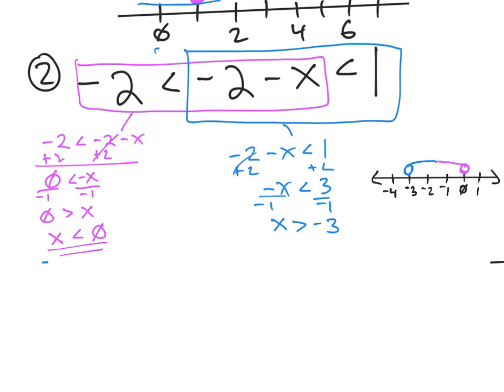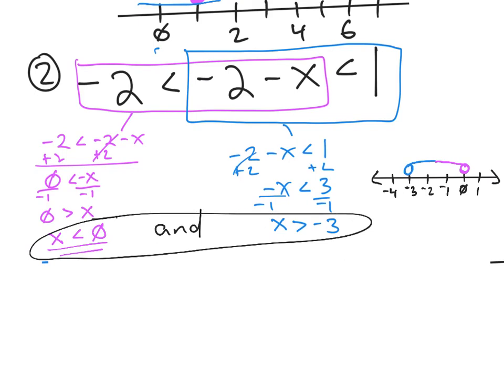So we have an and for our answer here, so it's going to be x is less than 0, and x is greater than -3. Let me box this up. There it is. And there's our number line answer. May the math be with you.